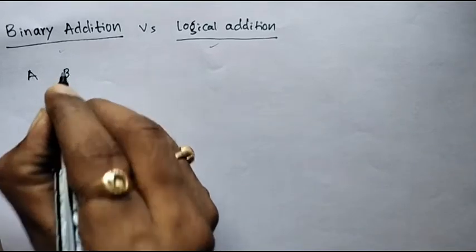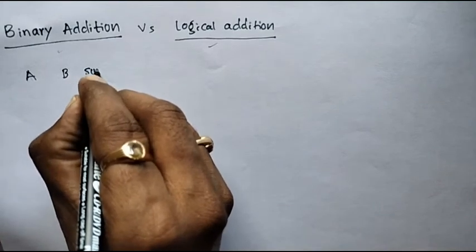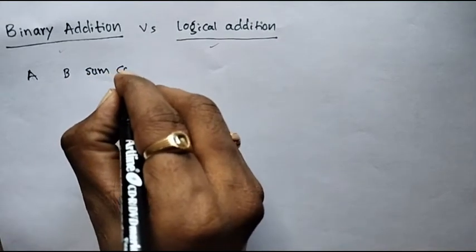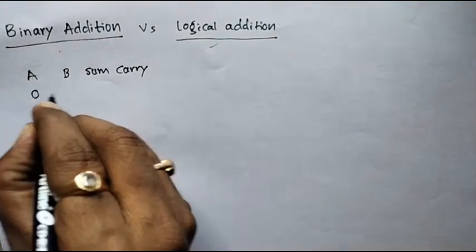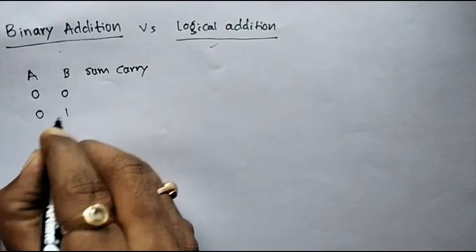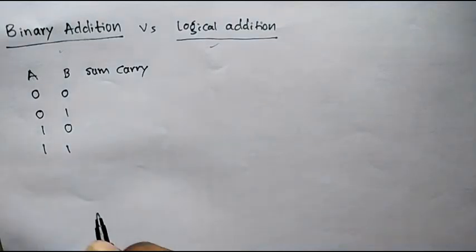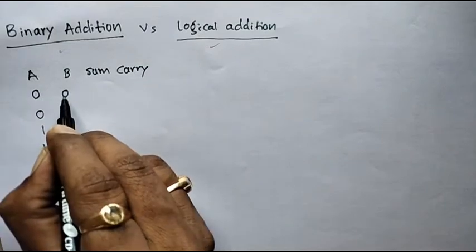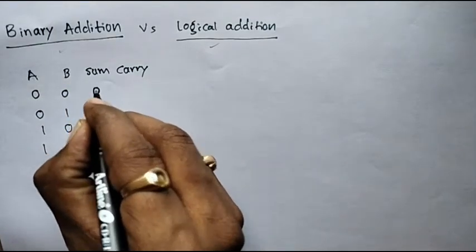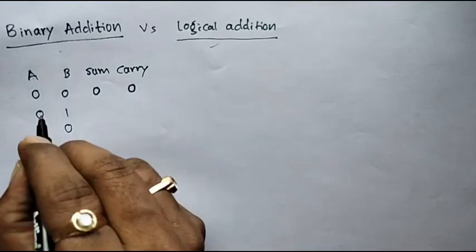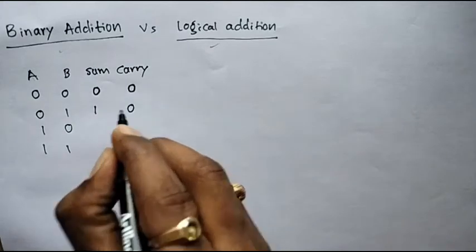Suppose A and B are the binary bits. When we perform binary addition, we get sum and carry as output. The possible inputs are 0 0, 0 1, 1 0, 1 1. When we add 0 with 0 in binary addition, we will get 0 as sum, carry is 0. 0 plus 1 gives sum as 1, carry as 0.